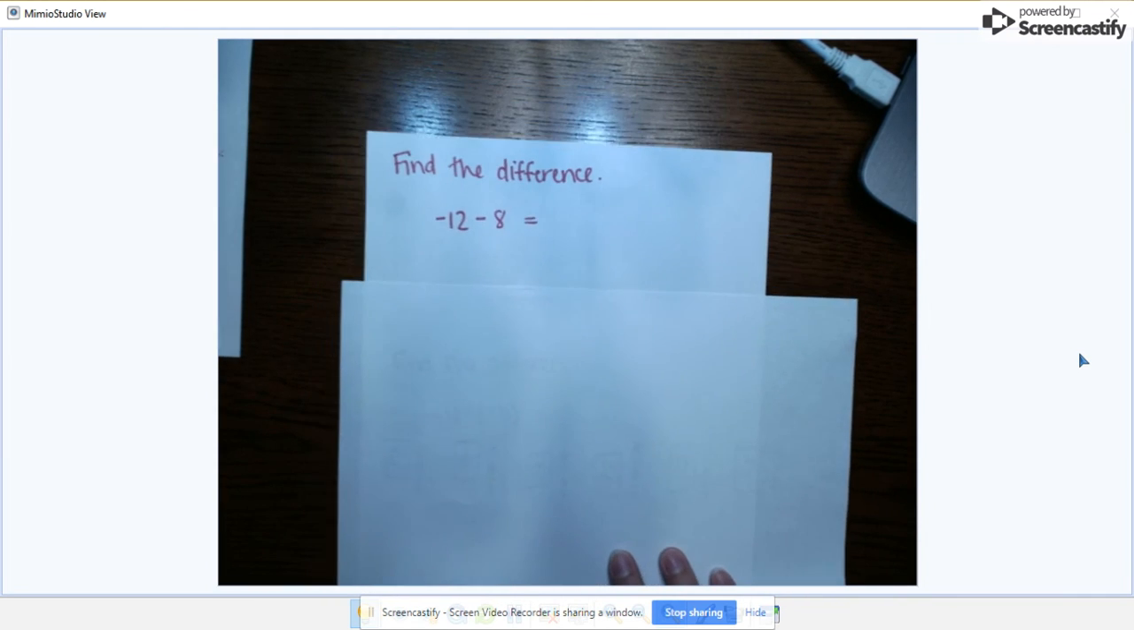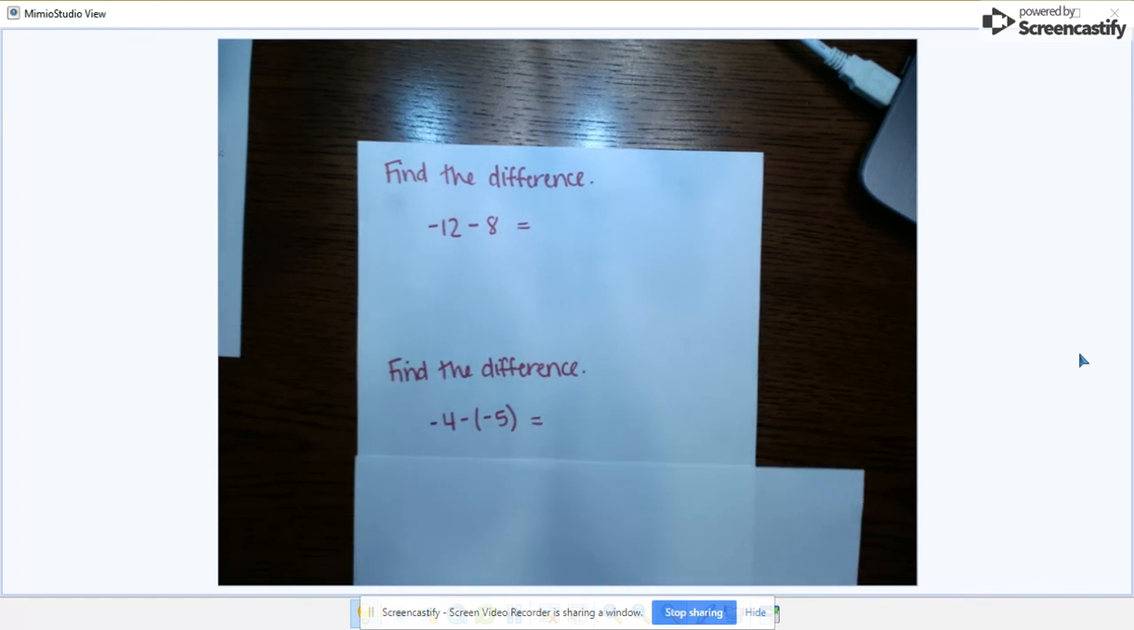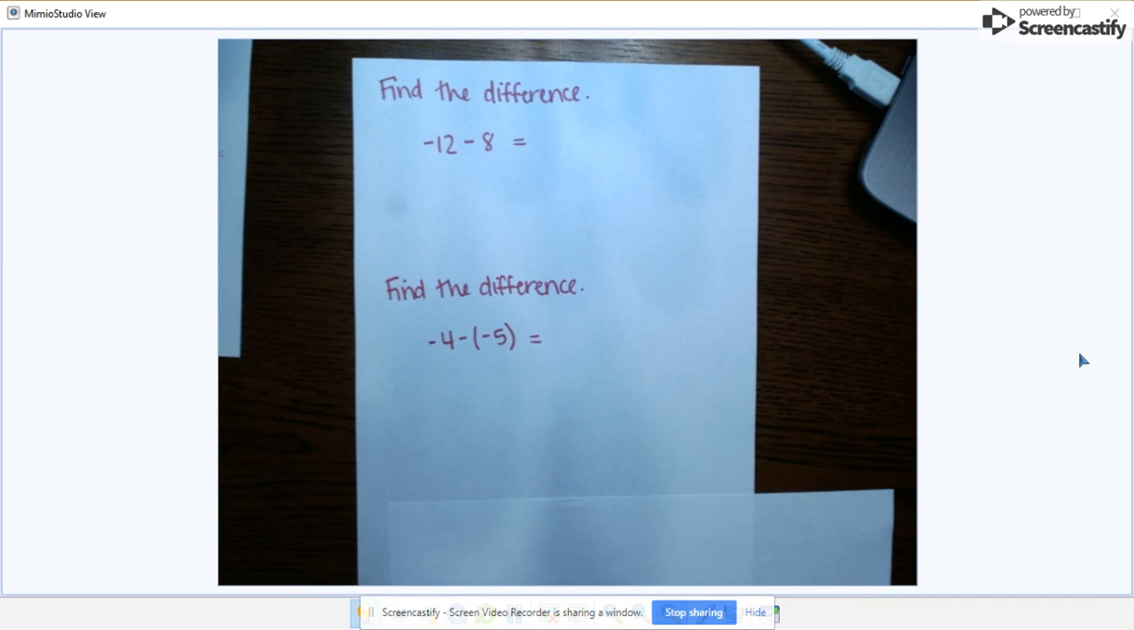I have 2 last examples. I would like you guys to find the difference. And then also find the difference here, negative 4 minus negative 5.